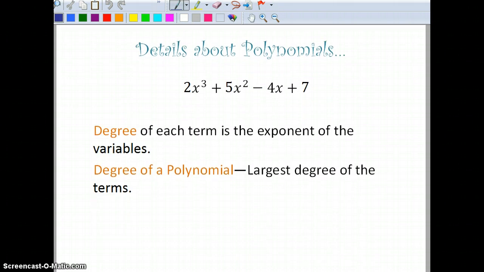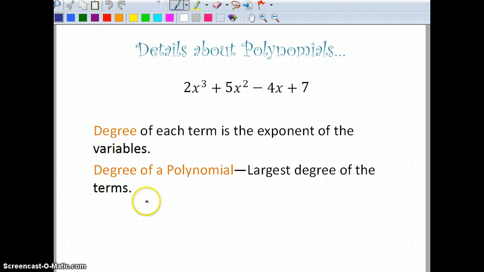So let's look at some of the details of polynomials. The degree of each term is the exponent of the variable. So this first term is a third degree. This second term is a second degree, and it's called a second degree because of this exponent, not because of its location. My negative 4x is a first degree, and 7 is a 0 degree, or a constant, because it doesn't change.